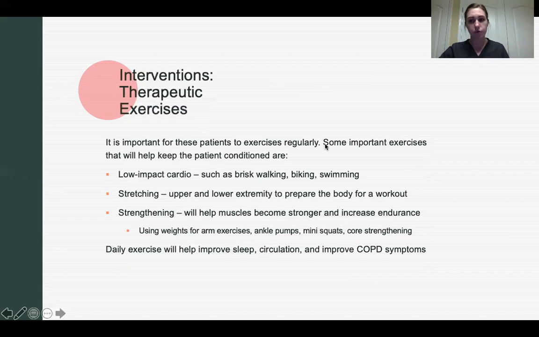So also important are exercises. Keeping these patients conditioned is very, very important. So low impact cardio, stretching, strengthening, ankle pumps, using weights for the arms is really going to be really important to improve sleep, circulation, and just overall improve the symptoms for COPD patients.